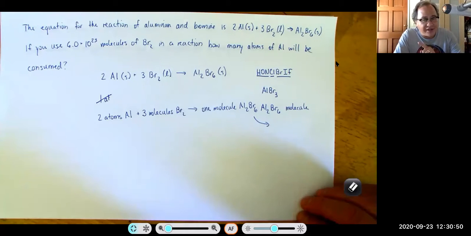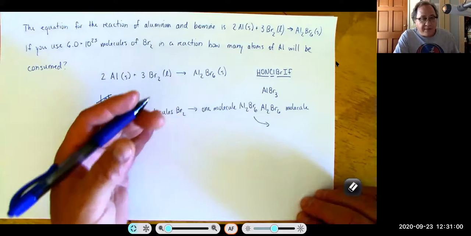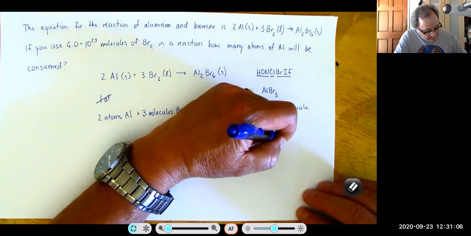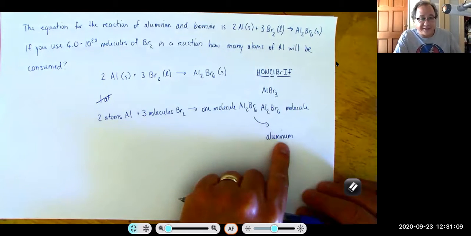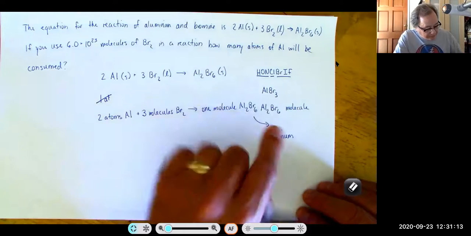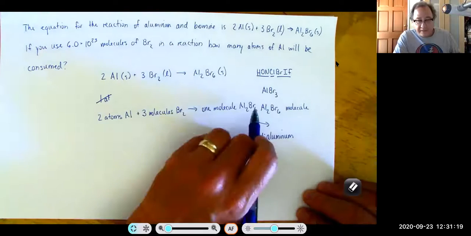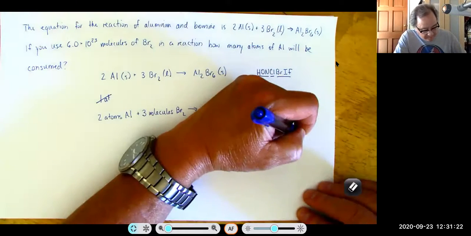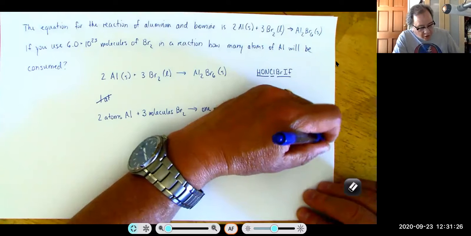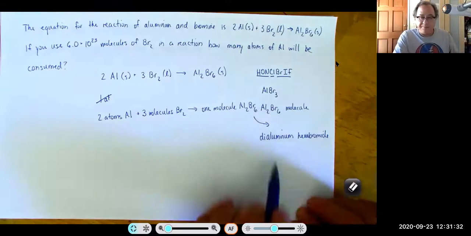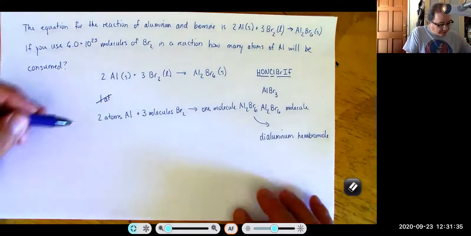Remember, it's not ionic, so we name it like a molecular compound. How do we name molecular compounds? You name the first element first, aluminum. Do we use a prefix? Yes, if there's more than one. Well, there's 2. Dialuminum. And then we name the second element like an ide. And we always use a prefix. So what's the prefix for 6? Hexa. Dialuminum hexabromide. Okay, so this is what's happening in this reaction.